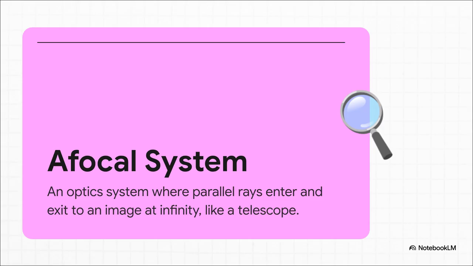Remember, a telescope is an afocal system. You've got parallel rays from an object way out at infinity entering the lenses and parallel rays exiting to form an image at infinity. If both your object and your image are at infinity, your formula is infinity divided by infinity. Mathematically, that equates to 1.0. The formula basically just self-destructs.